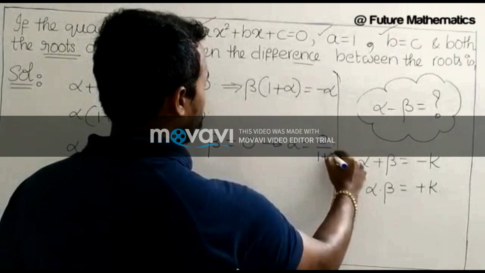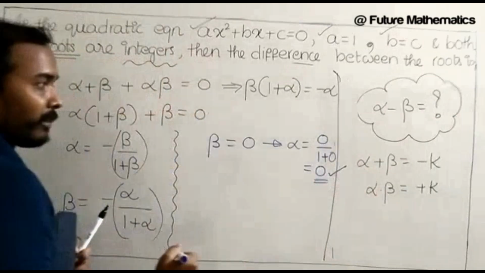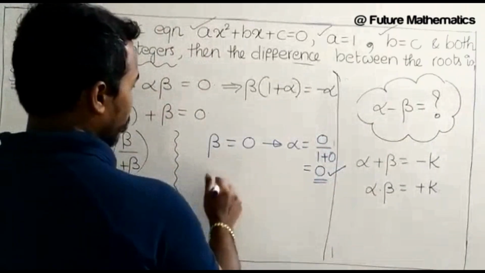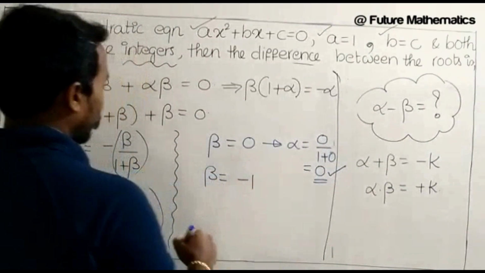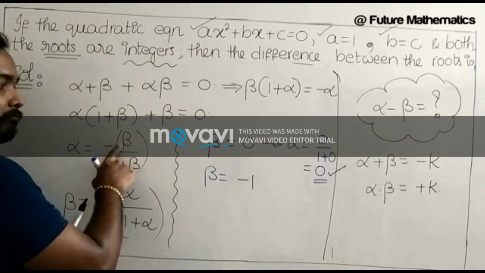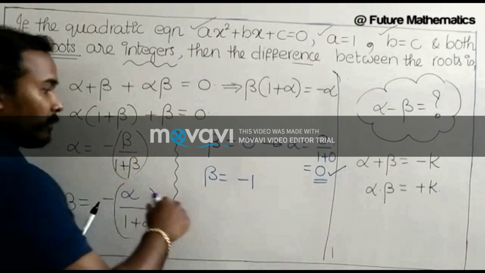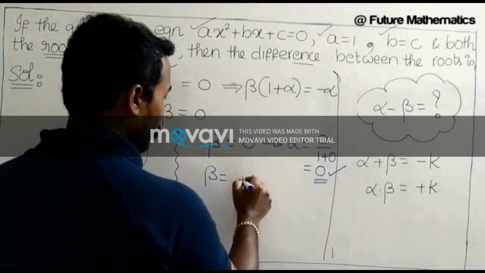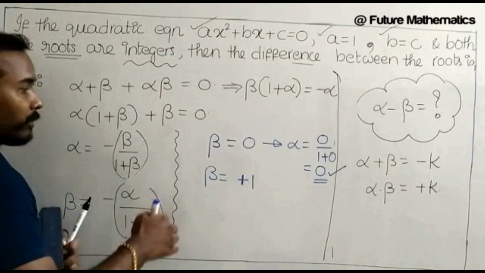0 by 1 plus 0, so this is 0. Okay, it can be an integer, right? Now also I take beta equal to, say, negative 1. If I take beta equal to negative 1, is it possible now? So this becomes undefined. If I take beta equal to positive 1, so 1 by 2, not an integer.